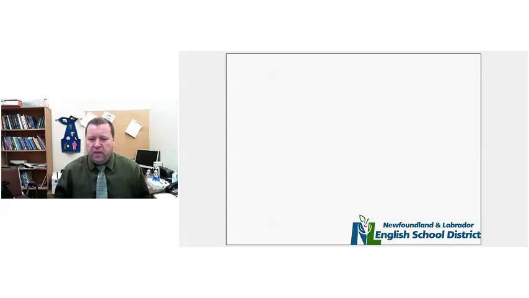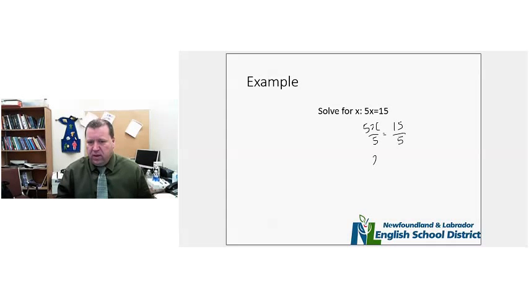And our next example would be 5x is equal to 15. Now we've kind of already seen how to solve this one. The opposite of multiplying by 5 is dividing by 5. And again, an equation is like a balance. If we do it to one side, we better do it to the other to maintain balance. 5 divided by 5 is 1. 1 times x is x. 15 divided by 5 is 3.